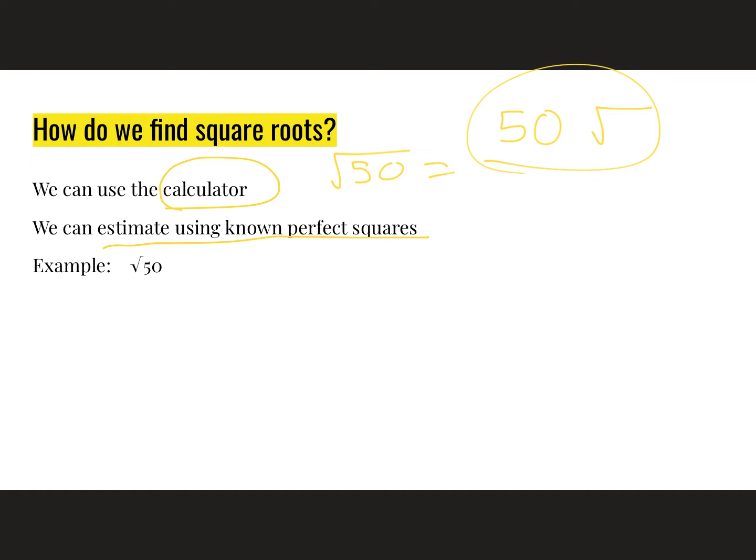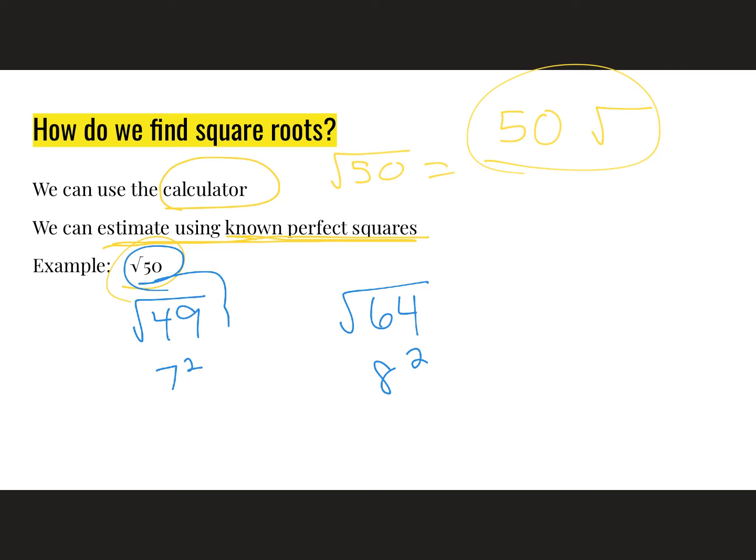Okay, so the other option is we can estimate using known perfect squares. So what do I mean by that? Well, perfect square, we'll get into that. So, the square root of 50, I know must be between the square root of 49, which is 7 squared, right? And the square root of 64, which is 8 squared. That tells me the square root of 50 must be between 7 and 8. Probably closer to 7. Okay? We'll talk a little bit more about that in just a minute.